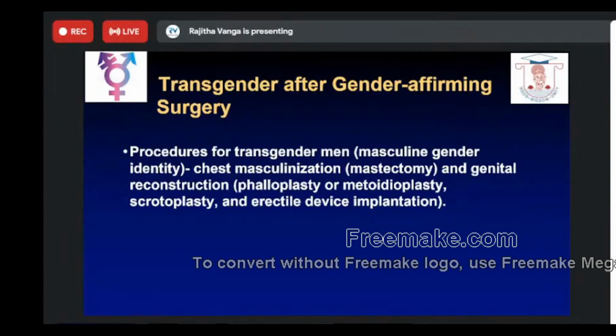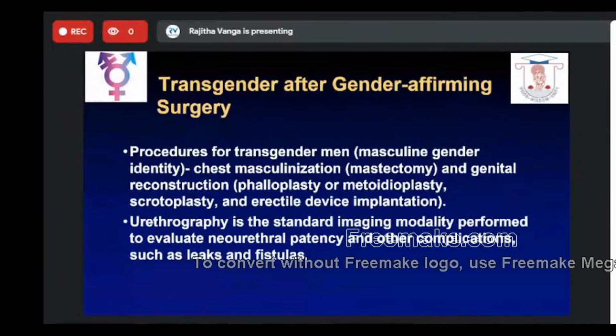Procedures for transgender men, that is masculine gender identity, include chest masculinization, mastectomy, removal of breast tissue, and genital reconstruction: phalloplasty, metoidioplasty, scrotoplasty, and erectile device implantation. All these surgeries can be done in them. And regular urethrography is the standard imaging modality performed to evaluate new urethral patency. So the clinician has to check the patency of the new urethra regularly, and should even check for other complications like leaks or fistulas which may form because of post-surgical complications.